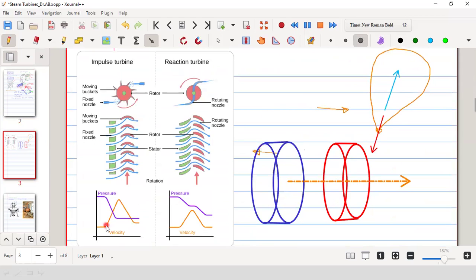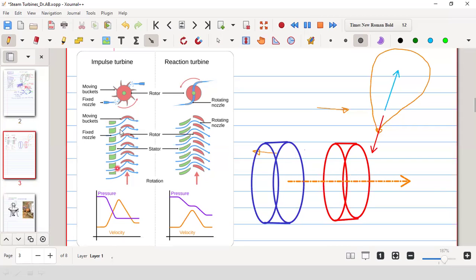Okay. Now, first of all, is it clear how the blades and the nozzles are mounted and how they are placed? The nozzle is here, the exit of the nozzle will strike the blade, and the blade will rotate. So that is the mechanism.